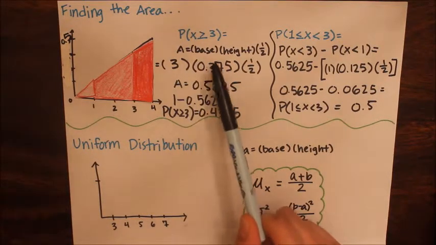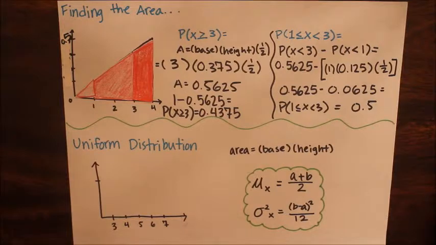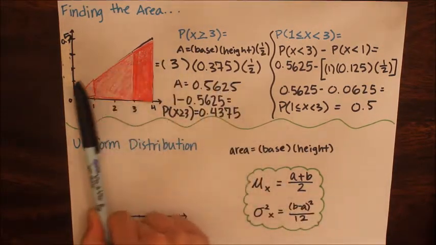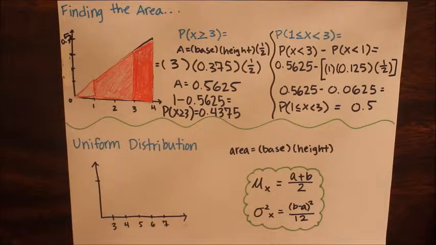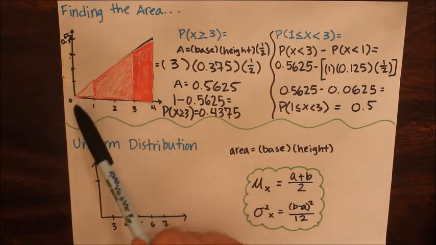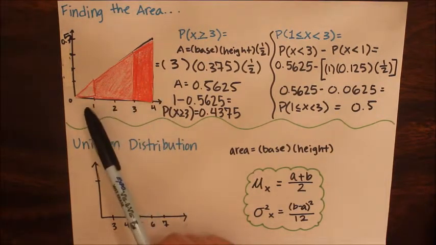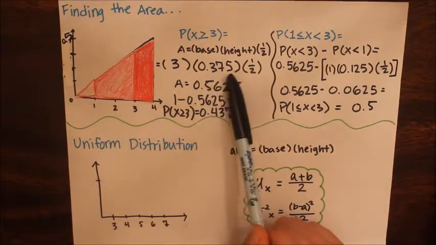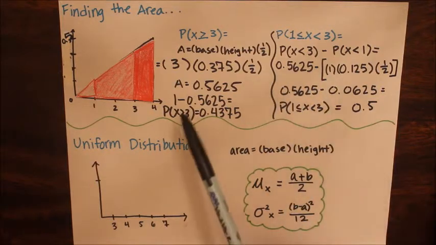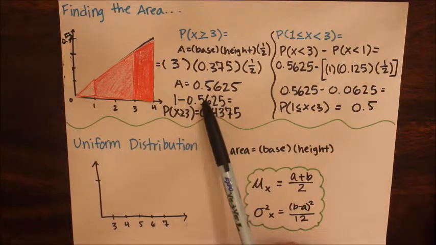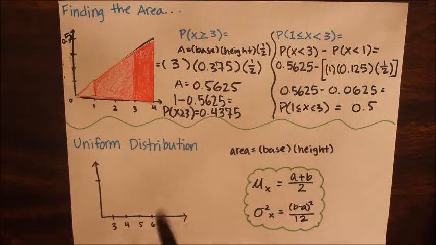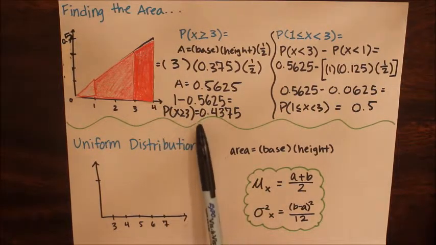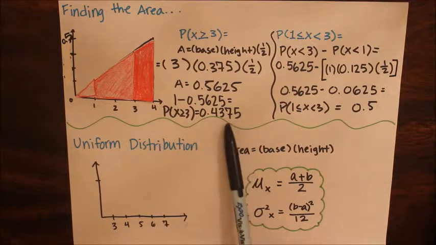Here I have the formula for the area of a triangle. We want to find this dark red here, so we want to get rid of these lighter shades of red. To find the area of this triangle, we're going to use the base, which is 3, the height, which is 0.375, times a half. And we get the area equals 0.5625. And we subtract that from 1 because we're going to get that area. And we end up getting the area to be 0.4375.